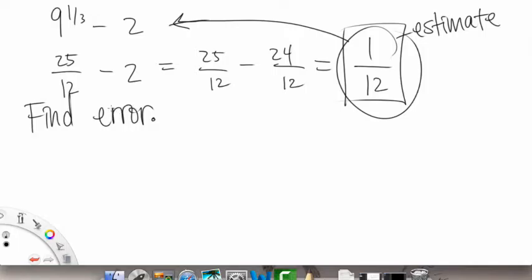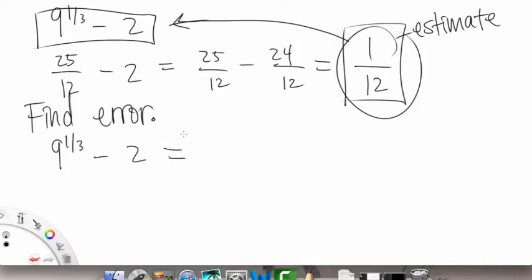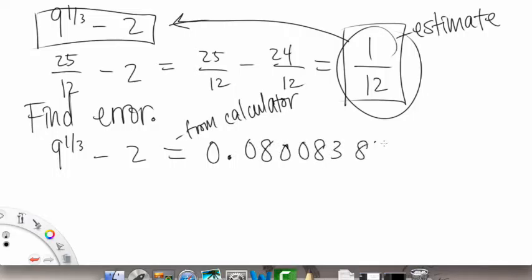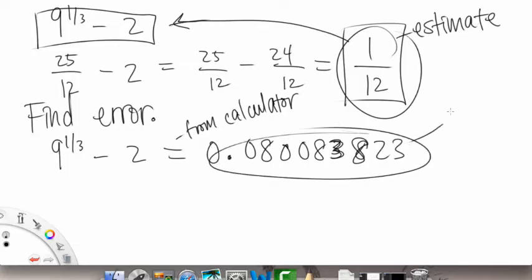We're actually going to have to find the true value of this by plugging it into a calculator. Okay, so when we plug it into a calculator, this is from the calculator, and it turns out to be something like 0.08 and then 0.0083823. I'm just going to go crazy with the decimals because we want it to be pretty accurate, right? Because our error shouldn't be super big. Okay, so now that we have that, this is our actual value. Actual, see how I labeled actual and estimate, right?